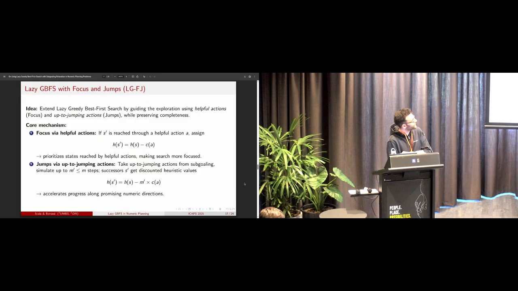So what we do here is we actually try to simulate the execution of this helpful action for m times or less if these actions violate their own preconditions, and we add the resulting state S prime to the open list, discounted by the cost of the action times how many times we had to repeat this action to get the state. And this essentially creates a shortcut in the search.